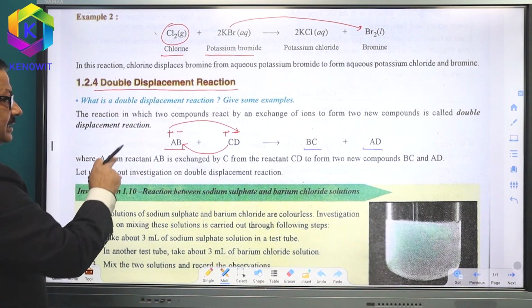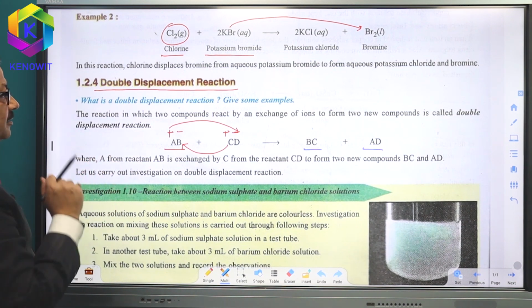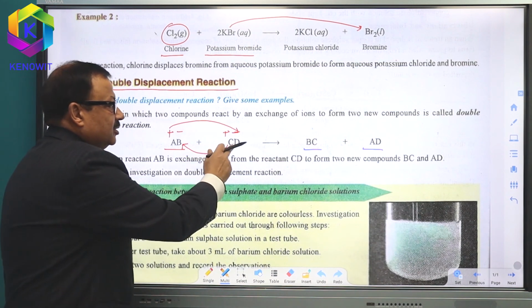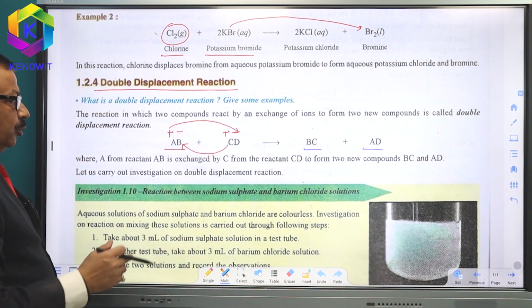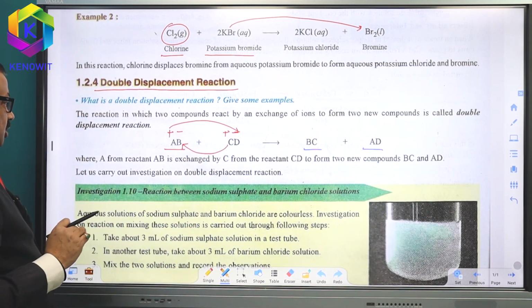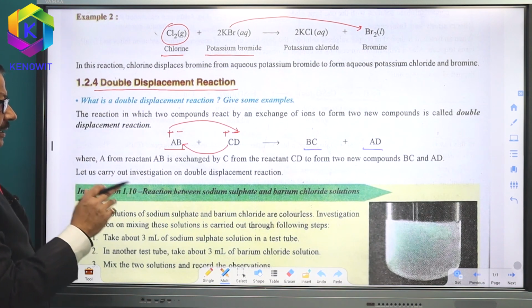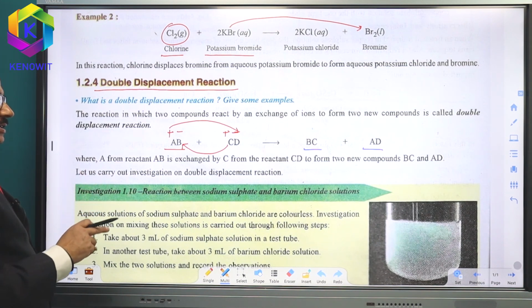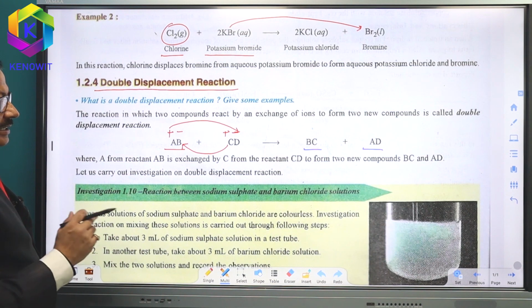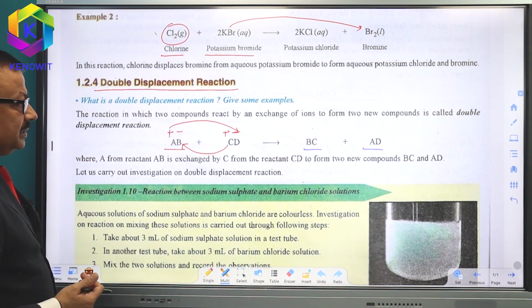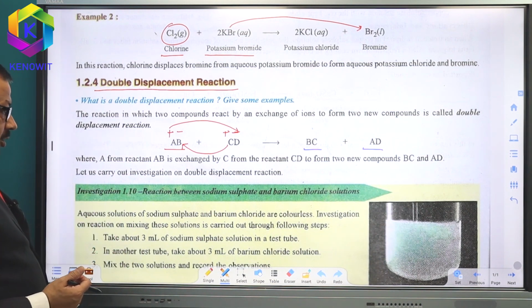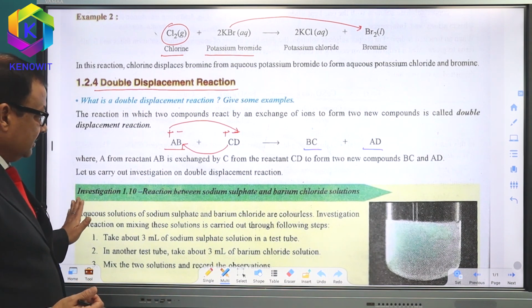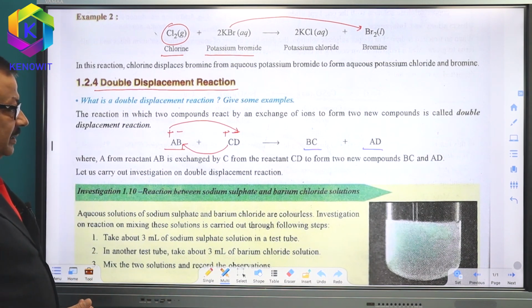So in this case, displacement of A as well as B, or displacement of C and D, both take place. A from reactant AB is exchanged by C from reactant CD to form the new compounds BC and AD. So please, let us take an investigation reaction between sodium sulfate and barium chloride.